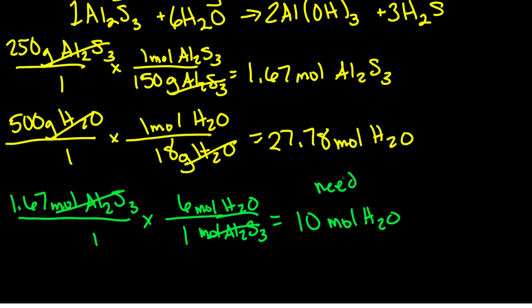Well, how much do we have? Well, I have 27.78. So I most definitely have enough water. Since the right number is larger, that's your excess. Water is your excess. And if water is excess, aluminum sulfide is your limiting. So any stoichiometry we do, we're going to use aluminum sulfide from here on out.